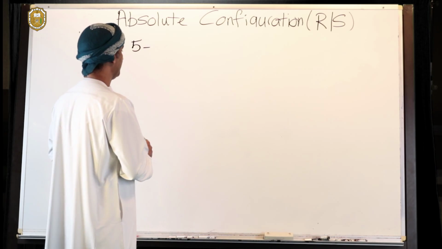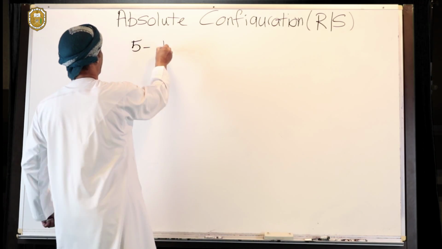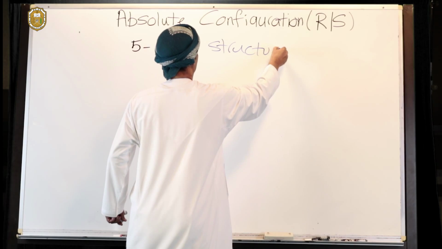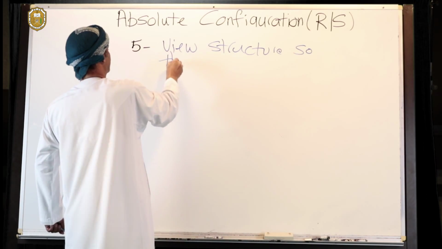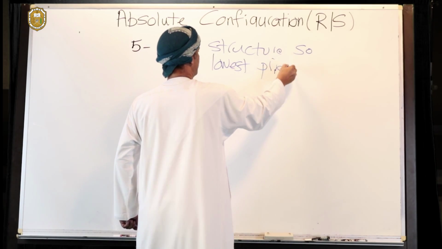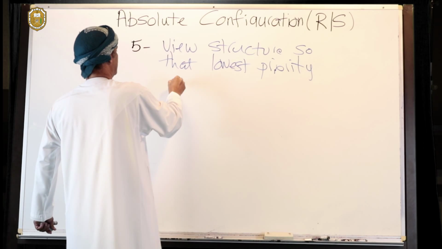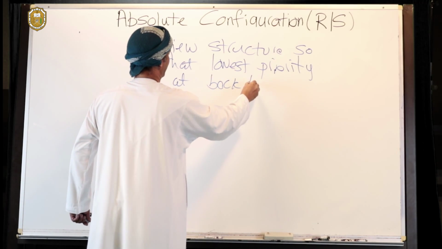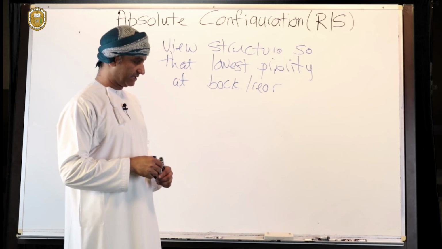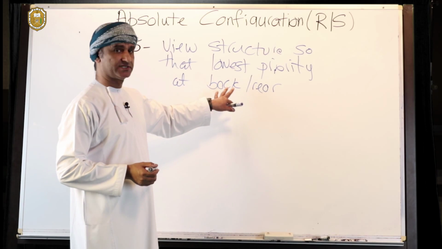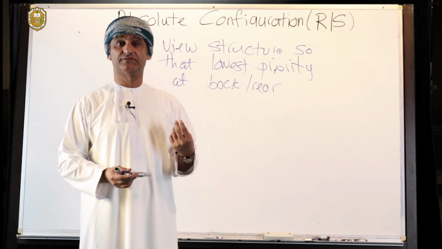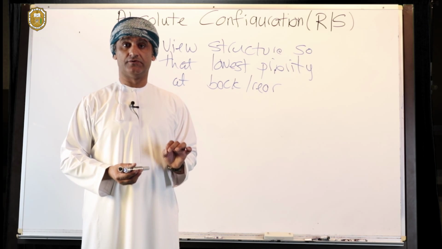So that's step number 5, is to view the structure so that the lowest priority group is at the back, if you like, or at the rear. It's like away from the viewer, something like that. Now, this may not be straightforward. Sometimes this is an easy task, sometimes it's not straightforward, so we have to exercise care or vigilance.